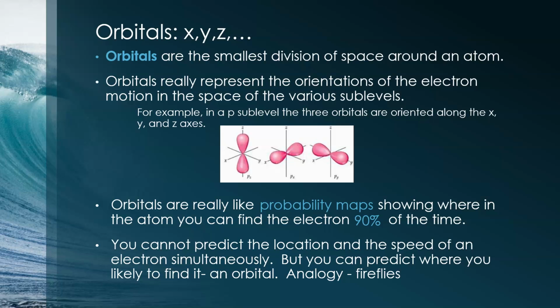Orbitals don't have actual walls. They are just areas in three-dimensional space where an electron tends to hang out. You cannot predict within that orbital the electron's location, or how fast it's going, especially simultaneously. But you can predict, like I said, where you're likely to find them.